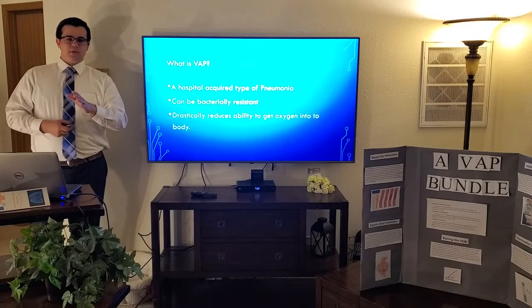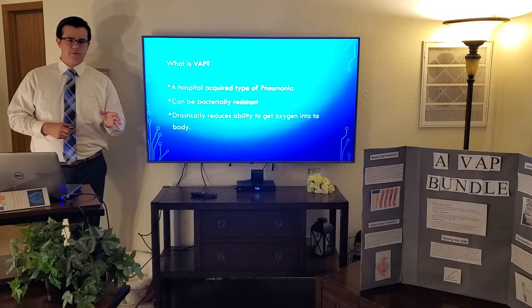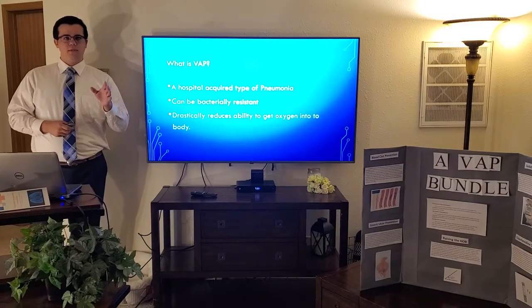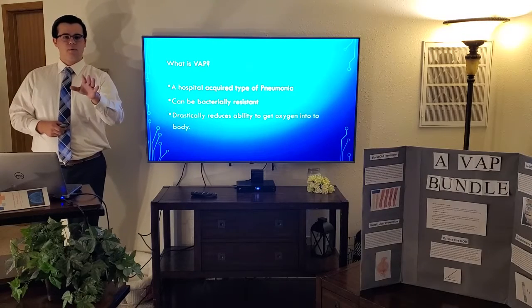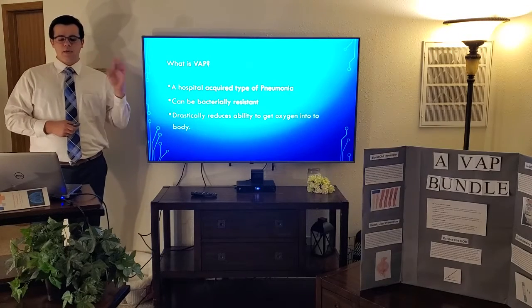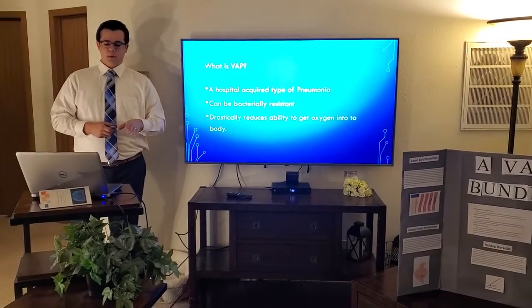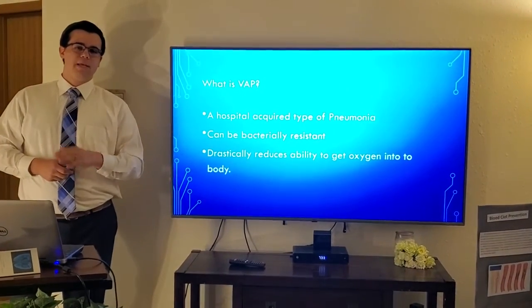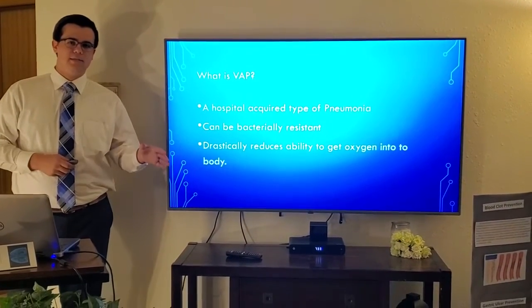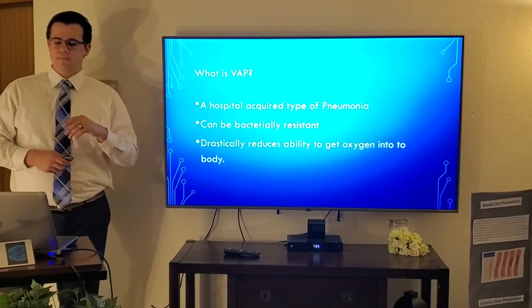So, what is VAP? Now, VAP is a hospital-acquired infection, and it's far different than something you would just get sitting in your own home and doing your own thing. No, VAP is something that you get when you're in the hospital. And worse than that, it is mechanical ventilation that actually causes the development of VAP, which is ventilator-associated pneumonia.